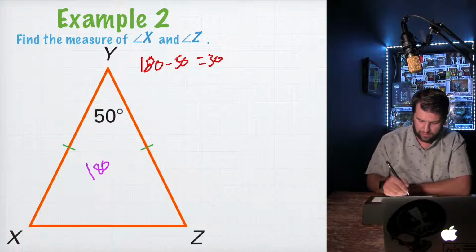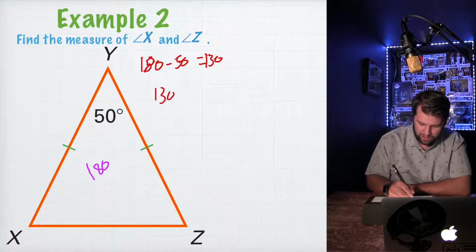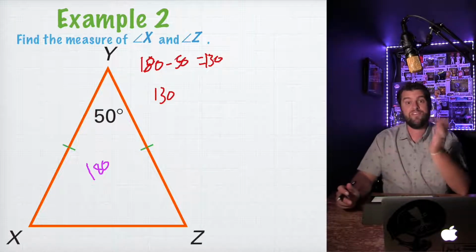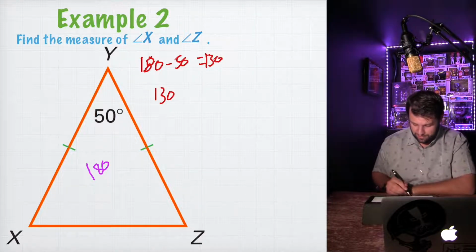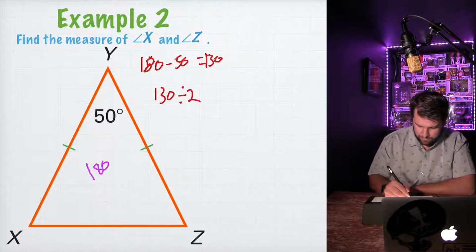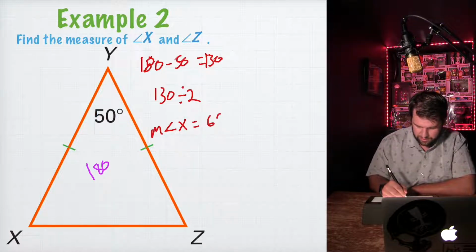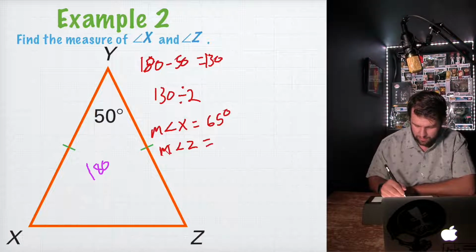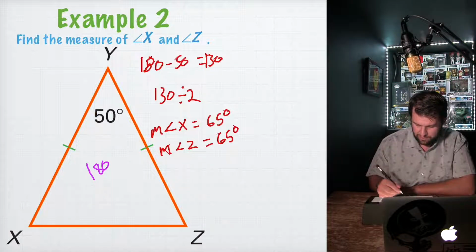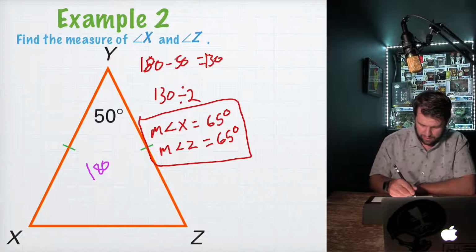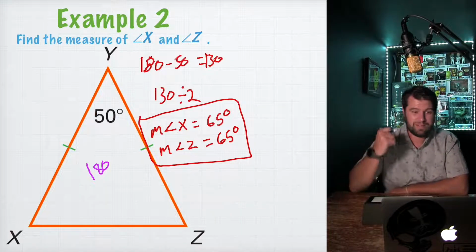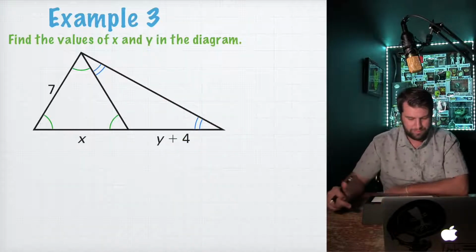So we know, equals 130, sorry. So we know that 130 degrees is going to be split perfectly between these two angles. If you split something perfectly in half, we could just simply divide it by 2. So we know that the measure of angle X equals 65 degrees, and the measure of angle Z equals 65 degrees. Okay. I hope that made sense. Pretty basic again. Let's keep going on to example 3.